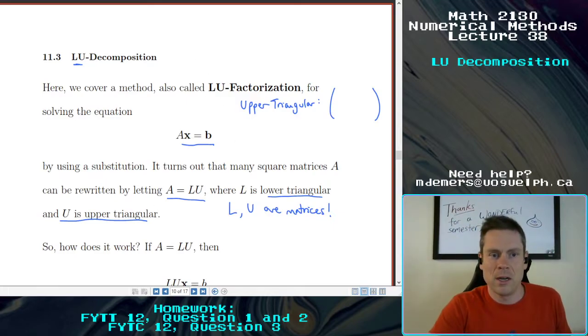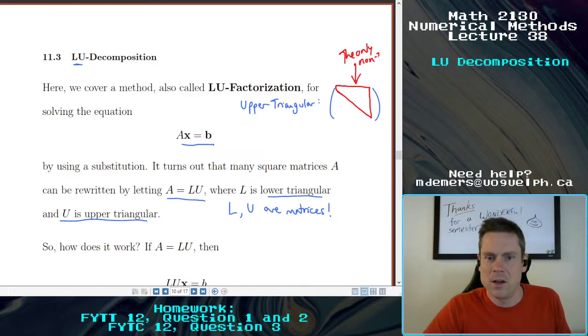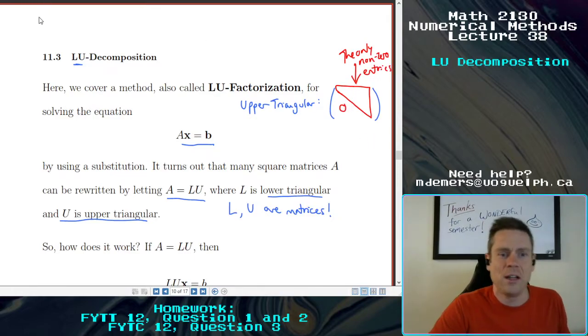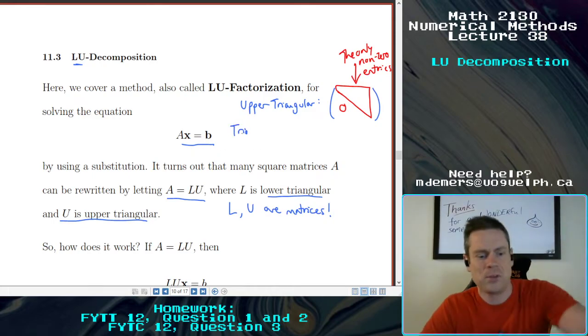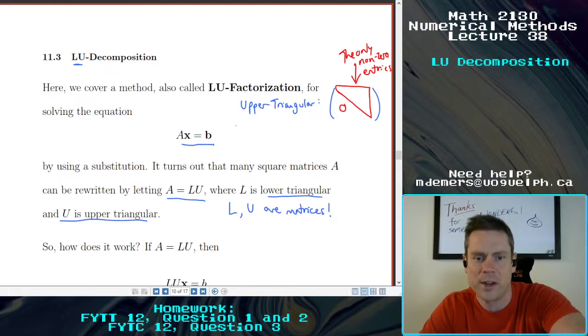Up here, I'm trying to depict this in a good way. These are the only non-zero entries up here, and all of the bottom left corner, those are zeros. So of course, lower triangular is going to be something similar.